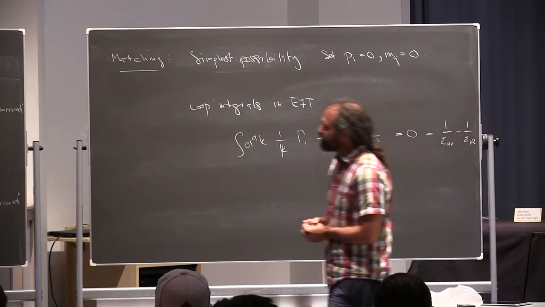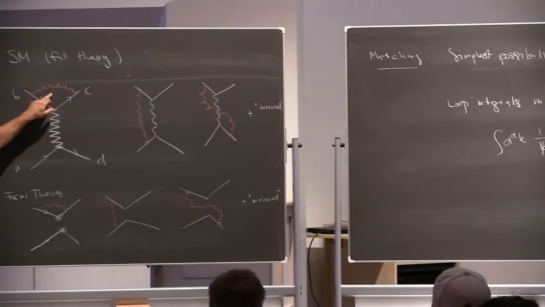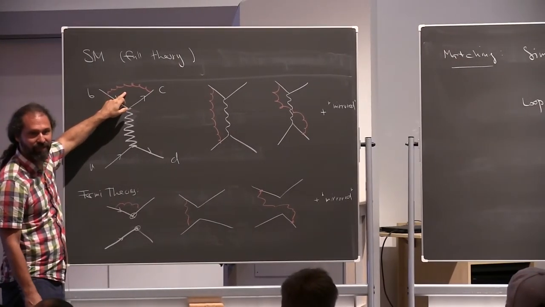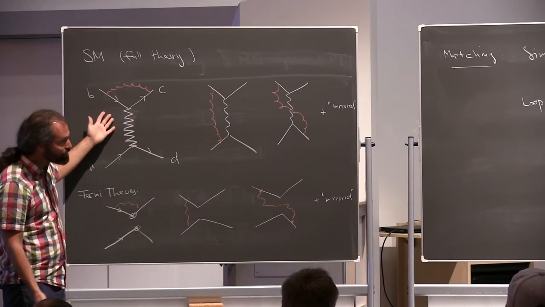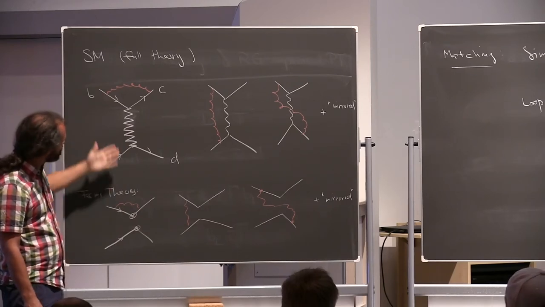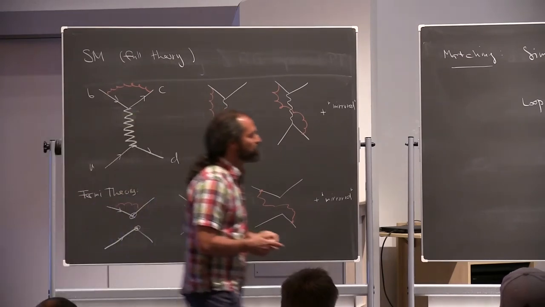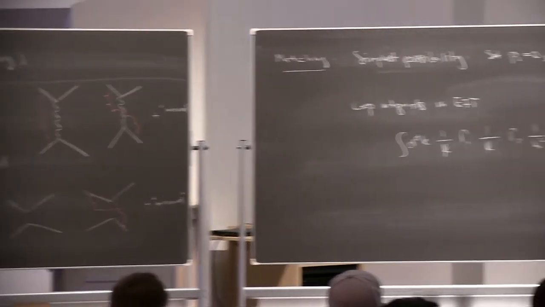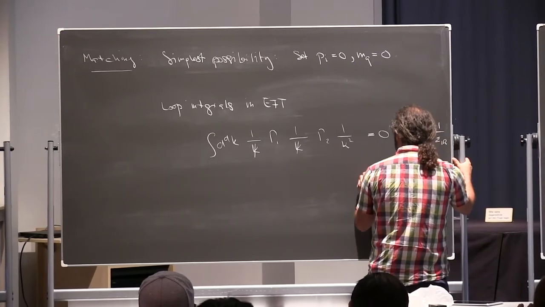Now, if you go to the full theory, if you would look at these diagrams, you would find that this first diagram will have the same problem as the effective field theory diagrams. I mean, this is really just the same. So this also becomes zero. It will also have an infrared divergence. And these infrared divergences between these two diagrams actually cancel out. So in the matching, these infrared pieces, like the quark masses or like the momenta, will cancel out.